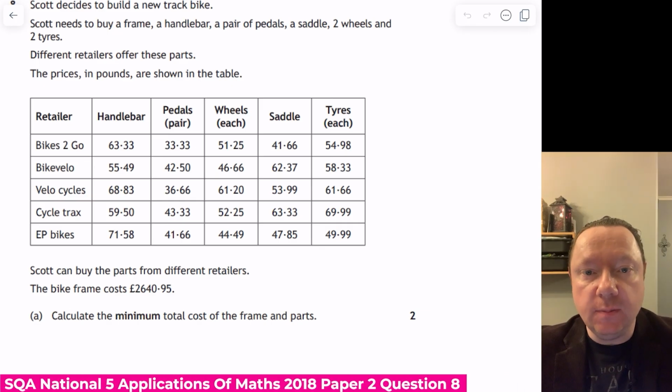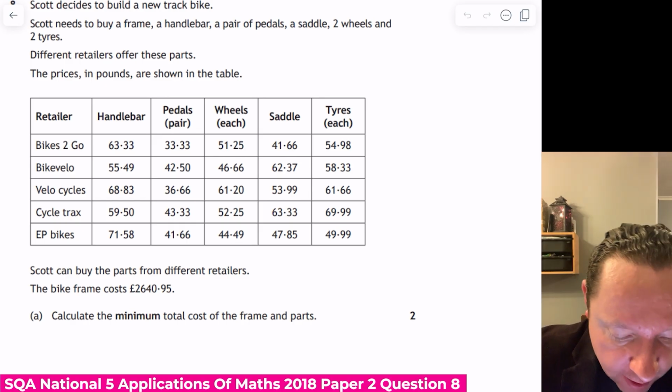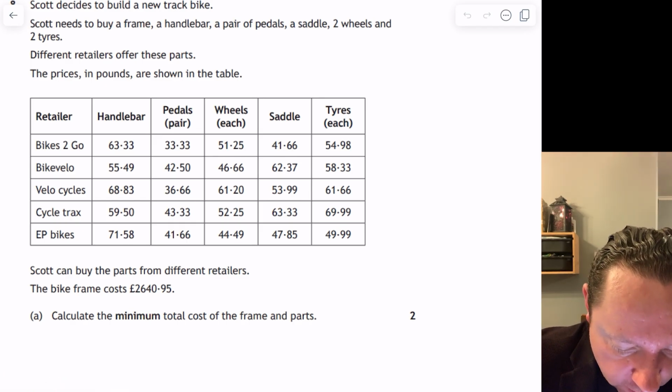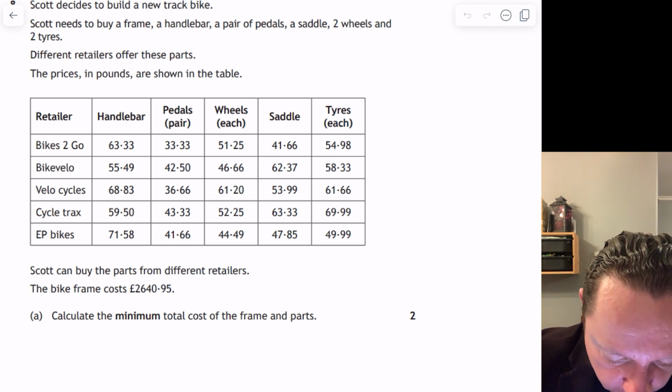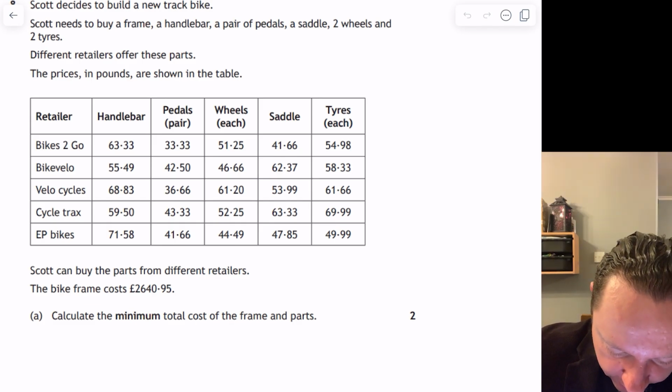SQA National 5 Application of Maths 2018, Paper 2, Question 8. Scott decides to buy a new track bike. Scott needs to buy a frame, handlebar, pair of pedals, saddle, 2 wheels and 2 tyres. Different retailers' offers are shown, price in pounds, on the table. So Scott can buy parts from different retailers. A bike frame costs 2640.95. Calculate the minimum cost of frame and parts.